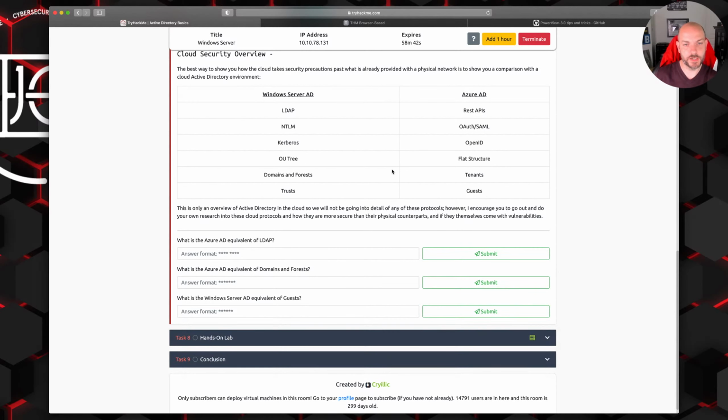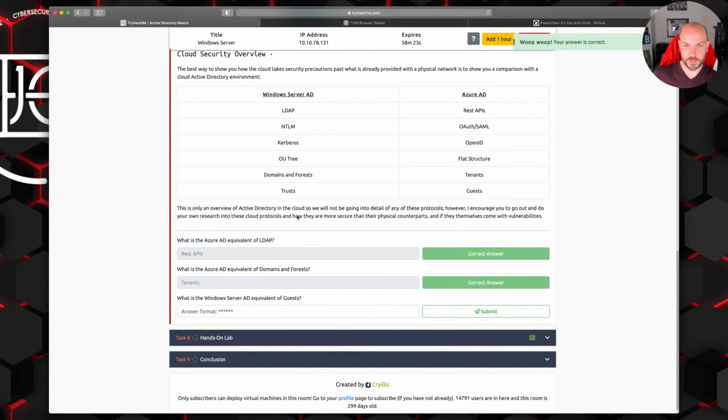All right, what is the Azure AD equivalent of LDAP? REST APIs. As I mentioned, protect your APIs. What is the Azure AD equivalent of domains in forests? Tenants. And what is the Windows AD equivalent of guests? Trusts.